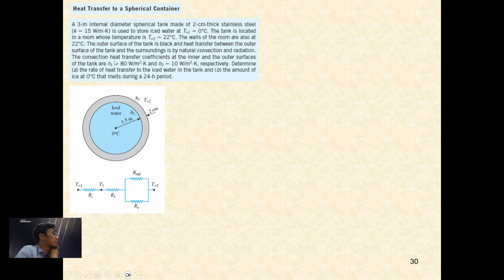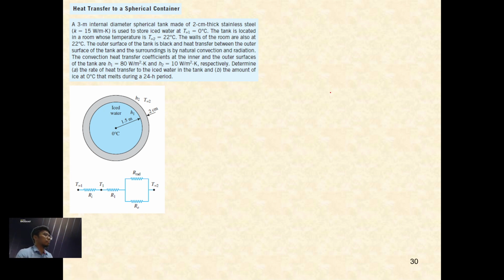Okay, given H inner 80 watt per meter square K, and outside 10 watt per meter square K. Calculate the rate of heat transfer to the ice water in the tank and the amount of ice melt during a 24-hour period.